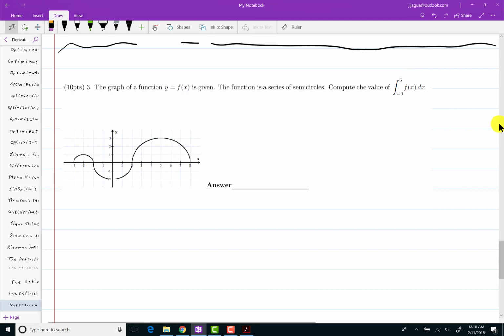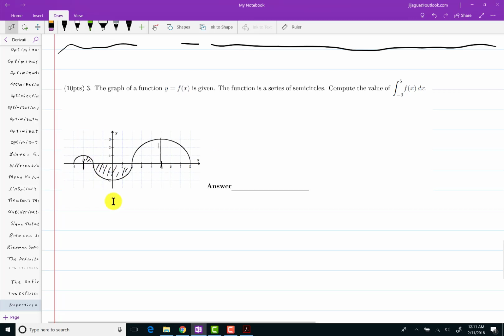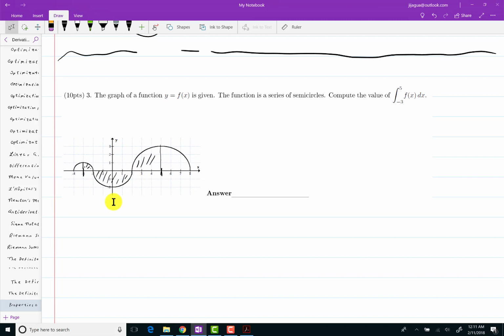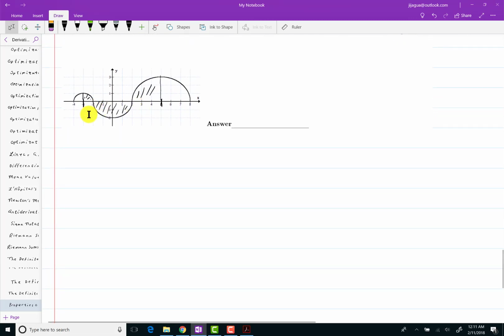So let me first mark off -3 to 5. Alright, so what do I have here? I'm going to have this little quarter circle, then I'm going to have this whole circle, and then I'm going to have another quarter circle up here, whole circle, half of a circle. So let me get these areas. The area of the first piece, I don't know if you can see it, but it has a radius of 1, so it's 1/4 times pi times 1 squared.